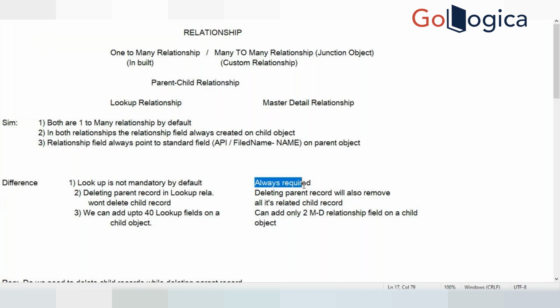That was the first difference. The second difference: deleting the parent record in a lookup relationship won't delete the child record. That means if I delete the parent record or master record in a lookup relationship, it won't delete the related child record.